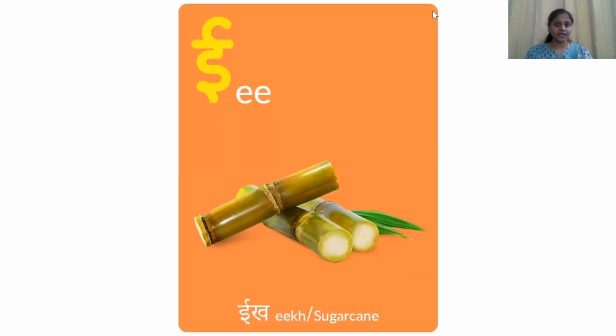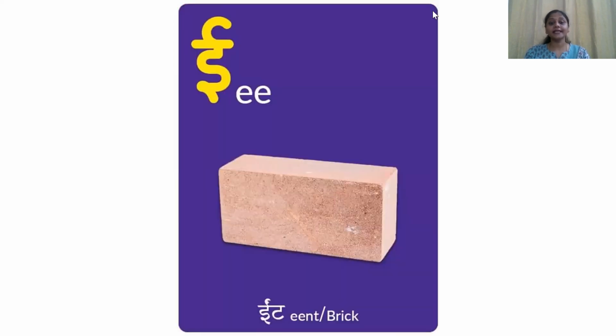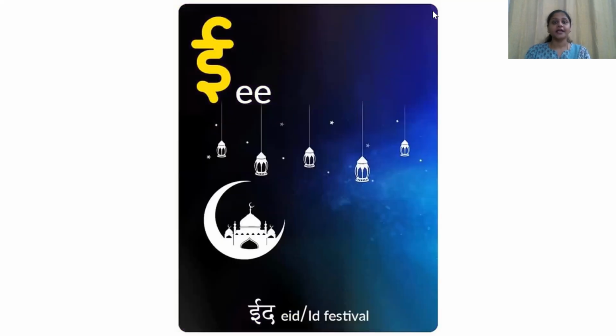Now let's see the words which are starting with the letter E. That is E say eek. Eek is the sugar cane. Yes, so that is E. E say eek. Right? Next, let's see the next word. That is E say eat. Eat is the brick. Brick we used to construct the houses, bricks. So eat is brick. Next, let's go for the next word.